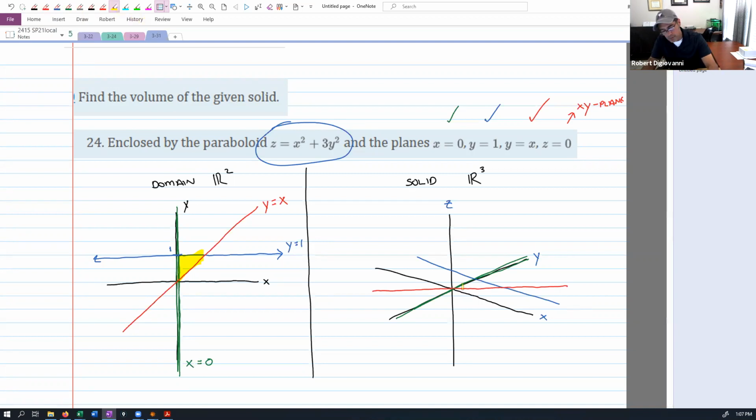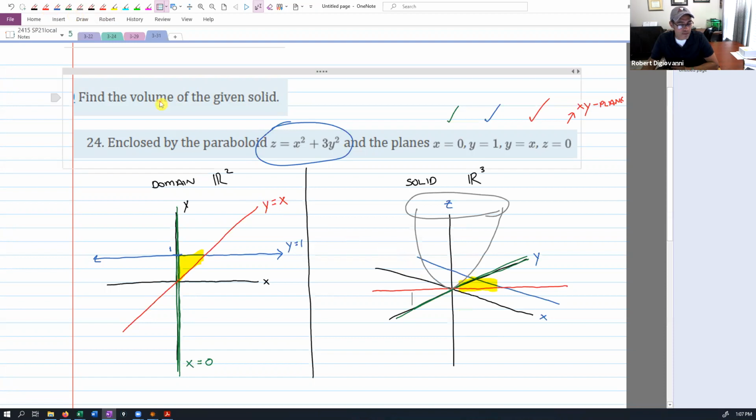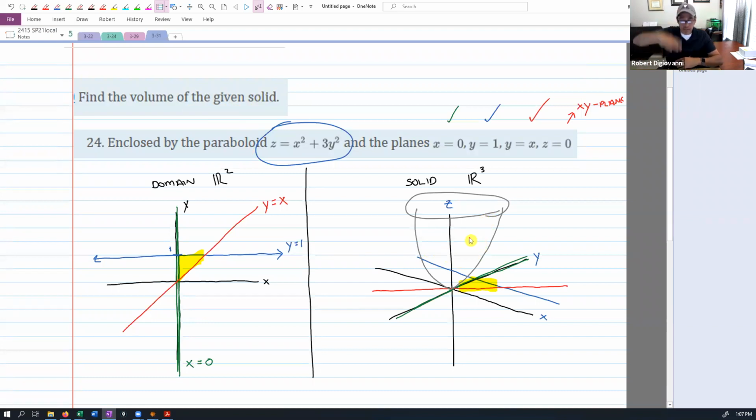And then I have my little region here on the ground. And then above that, I have my paraboloid, which goes up and comes down like that. So we're trying to find the volume of the solid that is enclosed by the paraboloid. So vertically, up and down, the Z is stuck between the paraboloid and the ground.